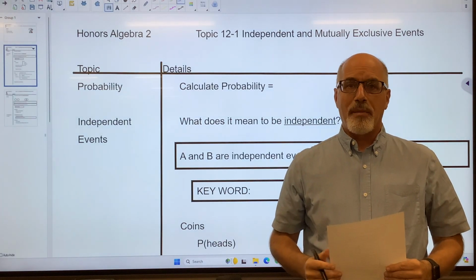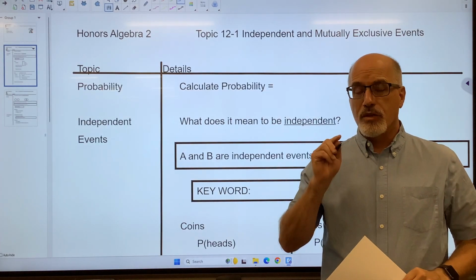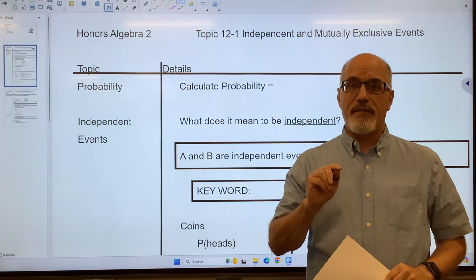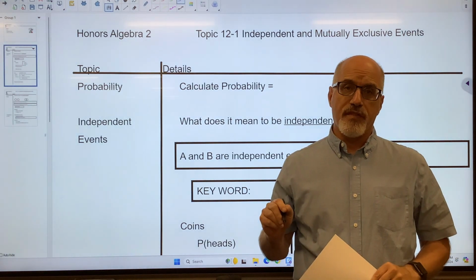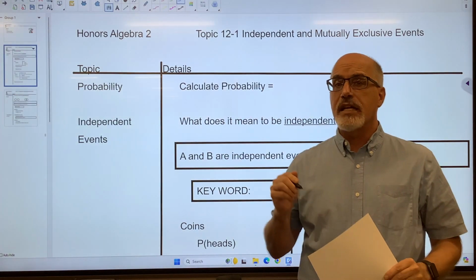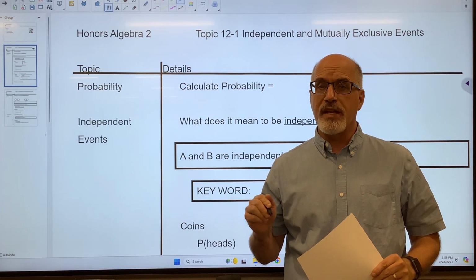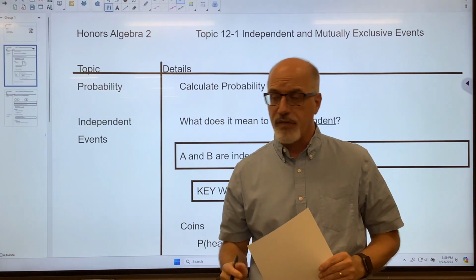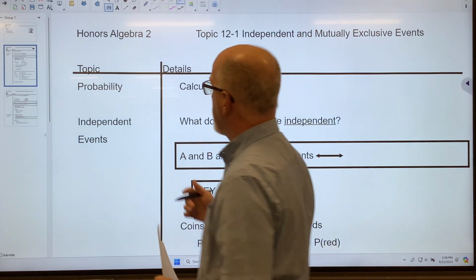This lesson is about probability. We're going to work on looking at independent events and mutually exclusive events and the probability. So our objective is being able to find the probability of independent events and mutually exclusive events. So let's start with probability.